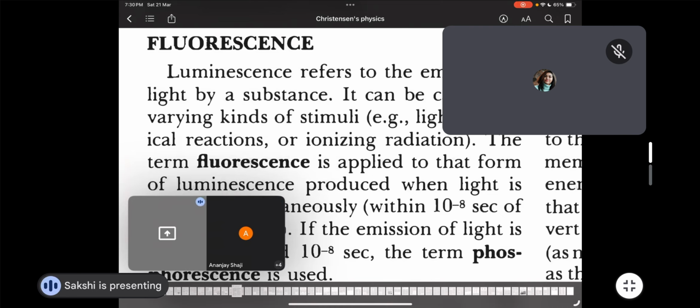So the same way Ananjay explained, I'll try to explain it in a similar way. Luminescence is a very beautiful and very common word in radiography. It basically means emission of light by any substance. And that emission of light will be because of something. That something can be light, a chemical reaction, or ionizing radiation as well. So what kind of luminescence you want will be based on your need.